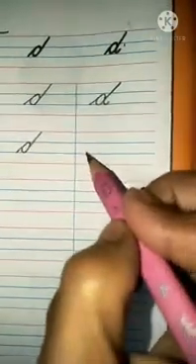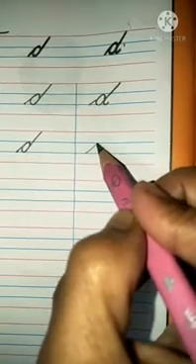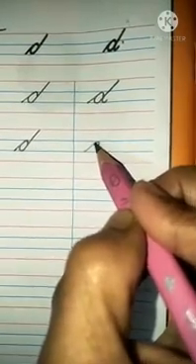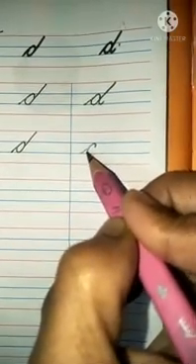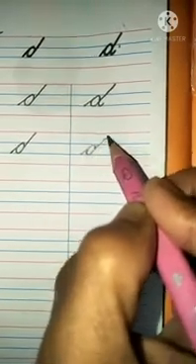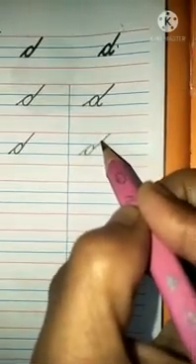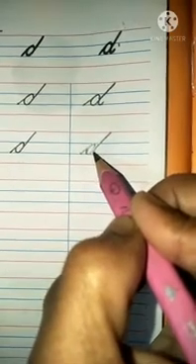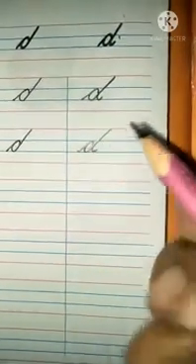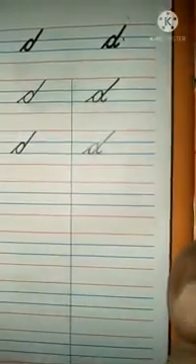Again, put a dot on the third line, slant line up, touch the second line, make a little curve, come back with the same line, touch the third line, slant line up, touch the first line, come back with the same line, touch the third line and go little up. This is small cursive letter D. Small cursive D. D says D.